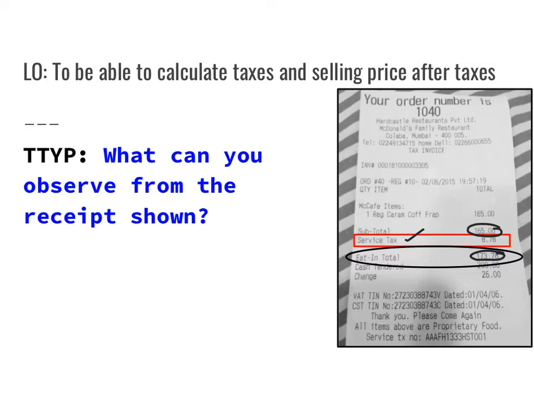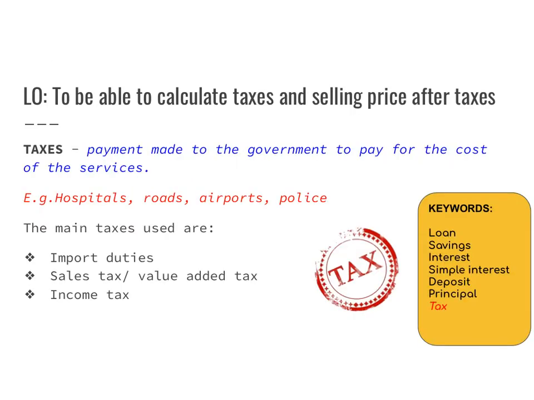Now these are called taxes. Many organizations have implemented taxes. There are different types of taxes where you need to pay some extra fee compared to your actual or total bill. Now these are some of the taxes that we pay to the government because of the services that they rendered to us, for example hospitals, roads, airports and police. And the main taxes that we use are import duties, sales tax and income tax.